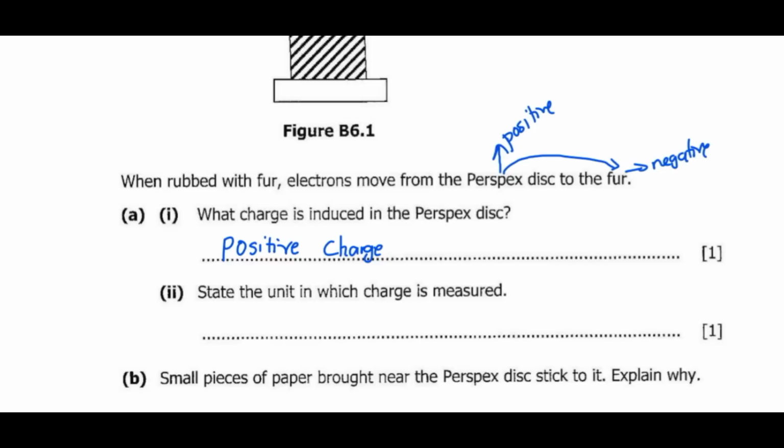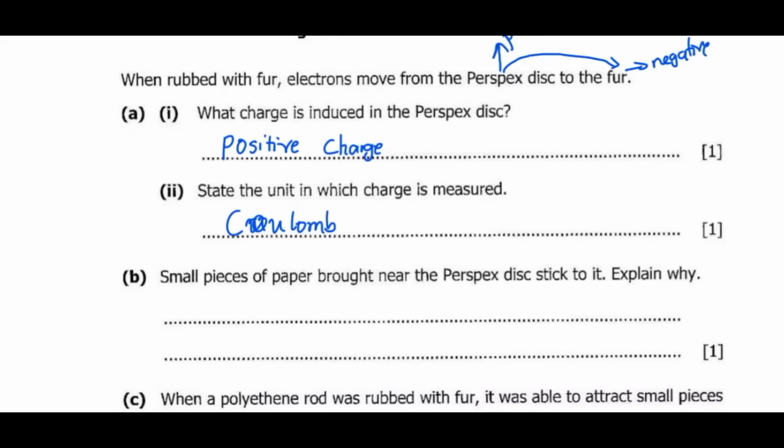Then state the unit in which charge is measured. So this is coulomb, or coulombs. Then small pieces of paper brought near the perspex disc stick to it. Explain why. Whenever we have stick, it is the same as they were attracted. So for us to have attraction, we need to have two substances of different charges.